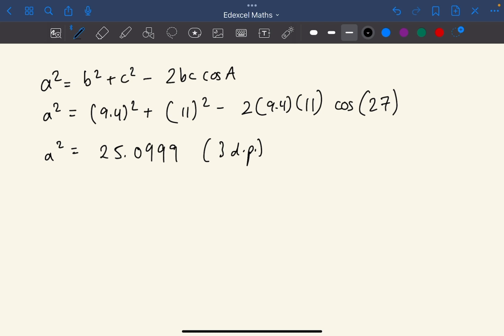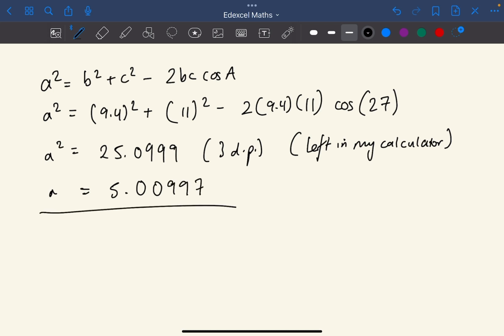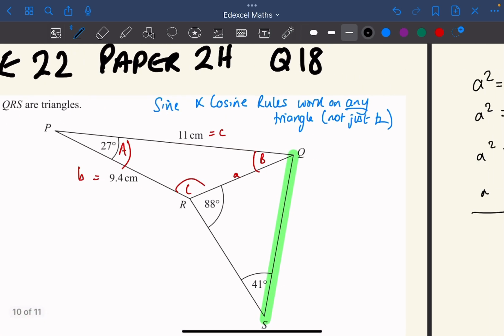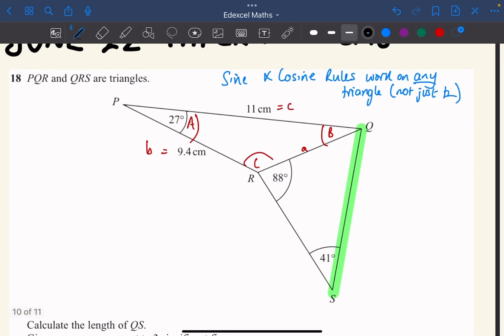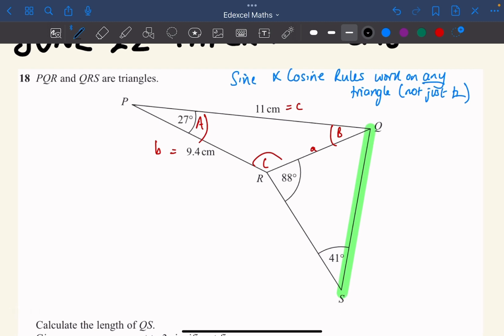Just one thing, by the way, I've stored this. I'm sorry, not stored, it's left in my calculator because I want the exact value. So then I square root that number, 5.00997. Just leave that number, I've kept that in my calculator, so just leave it there. Sorry, that's 998, that's the 5 dp. So that's equal to A.